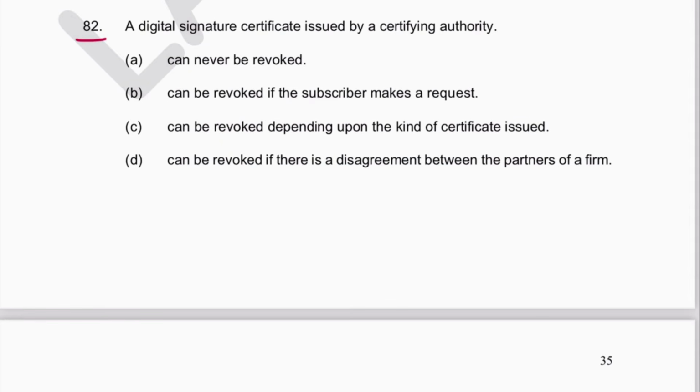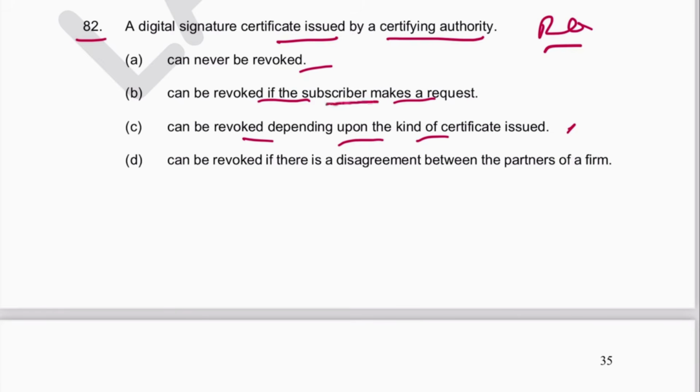Next, 82. A digital signature certificate issued by certifying authority can never be revoked. Or it can be revoked if subscriber makes request, or can be revoked depending on kind of certificate. This is a repeat question actually. On request of subscriber, it can be revoked. B is the answer. And this is section 38 of IT Act.